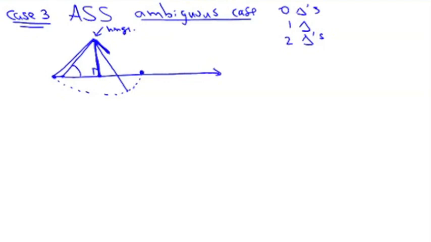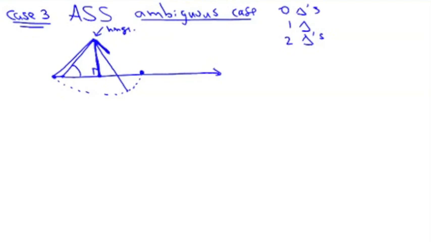It's just what happens. If you're given too short of a line, you'll have 0 triangles. If you're given the exact right length of line, you'll get 1 triangle. If it's too long, you technically get 2 triangles out of it.